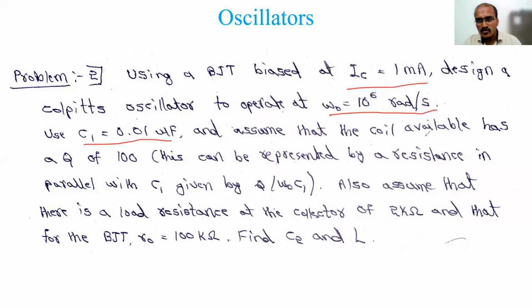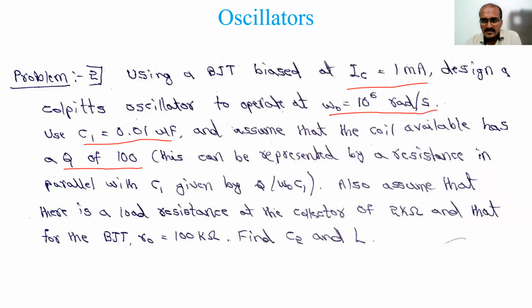And assume that the coil available has a Q of 100. This is the Q factor of the inductor they have given, which is 100. To find out L, you require the Q factor, that they have given. In the resonance part of network theory, we have discussed this. You can recall how the Q of the inductor and the Q of the capacitor are given.